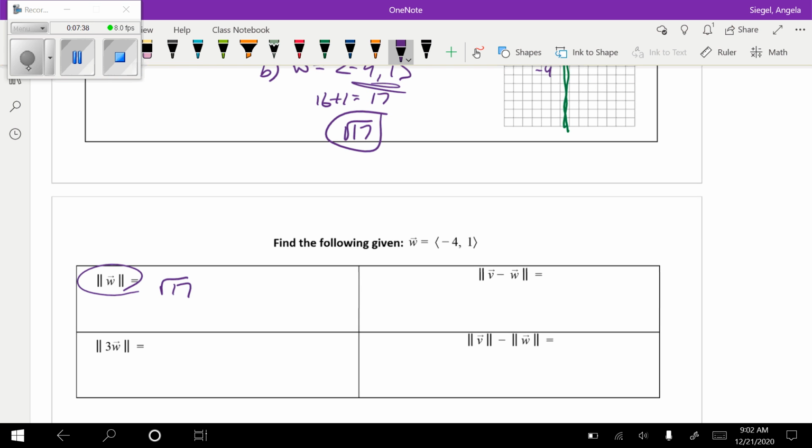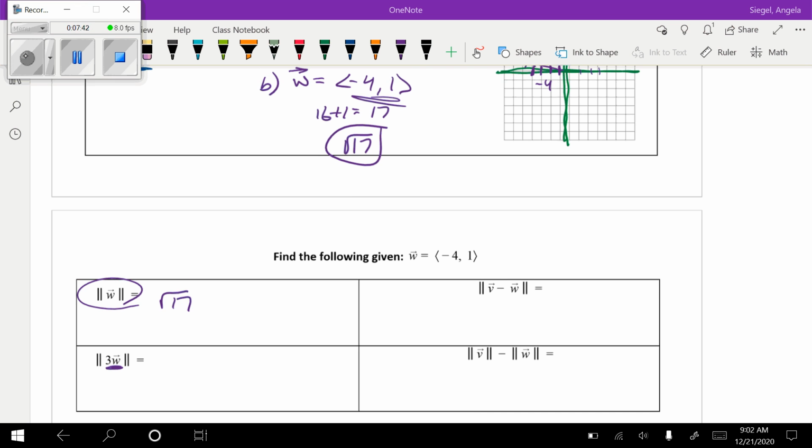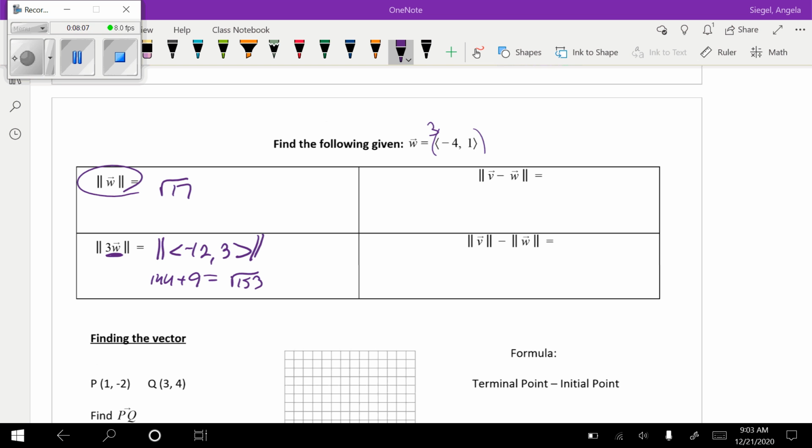What I want you to do is think about, well, what if we multiplied 3 to that vector? So let's go ahead and do that. So I'm going to multiply 3 to everything, and I want to find the magnitude of my new vector, which is -12, 3. So I want to find the magnitude of that. So I would do the same thing as I did before. So go ahead and find that length.